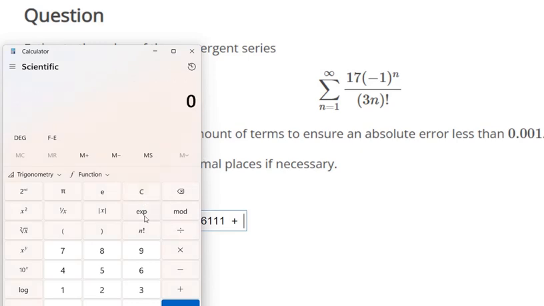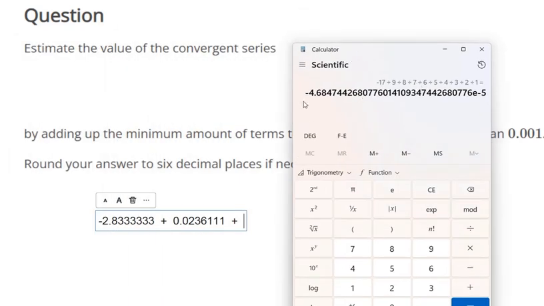So we're to the third power, so we got negative 17 in the numerator. And then 3 times 3 is 9. So divide 8, divide 7, divide 6, divide 5, divide 4, divide 3, divide 2, divide 1. Okay, we got a crazy small decimal here. That's negative 4.68 times 10 to the negative 5th power. So I think we're already there.